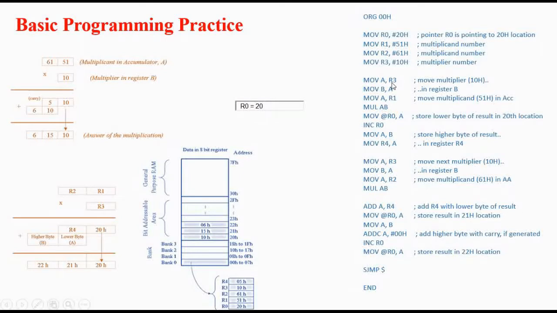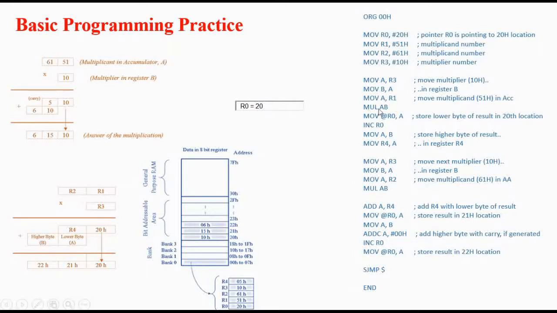So the content of R3 goes into the accumulator, and the content of the accumulator will be sent to B. So register B is holding the content of R3. R3's content is 10, so it is there in B register now. Here the content of R1 will be moved into the accumulator. So the content of R1 is 51, which is there in the accumulator now.